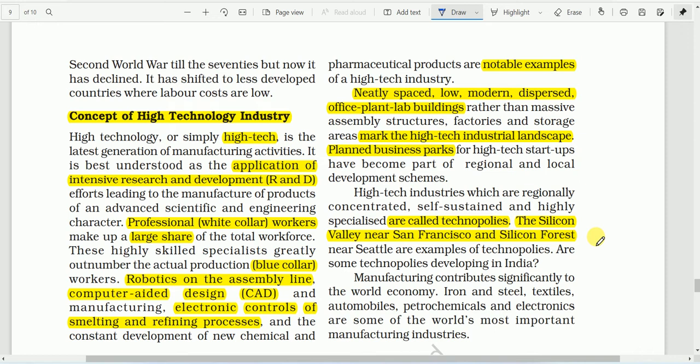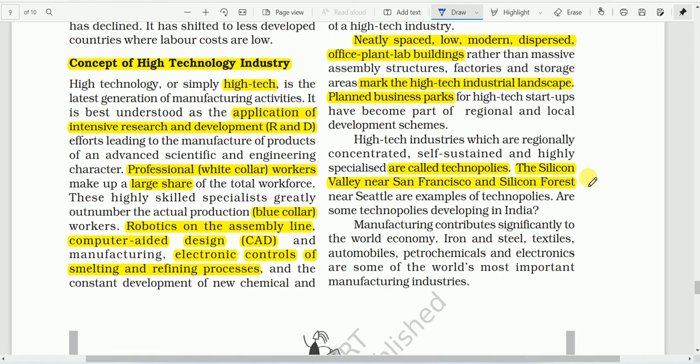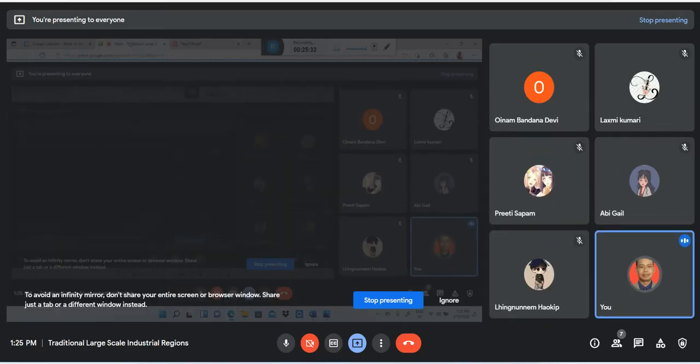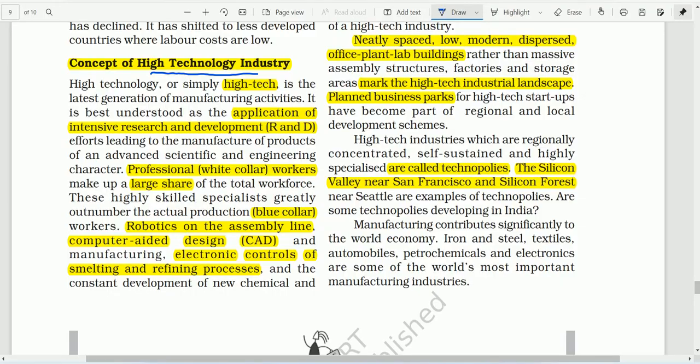Now we have another type of industrial region. This is a new development, and this is known as the high-tech industry, or high technology industry. Now let us discuss what we mean by high-tech industry. Any question before we start the high-tech industries, boys and girls? No, sir.